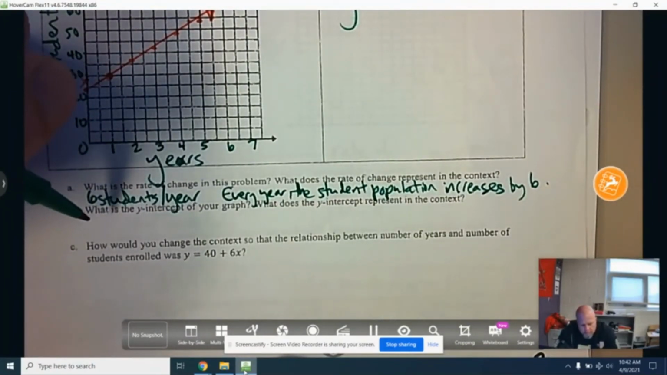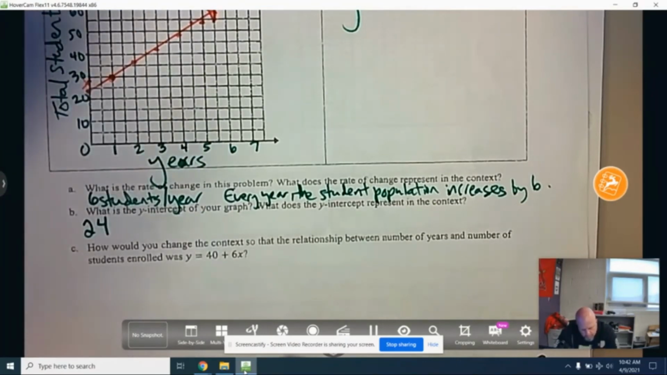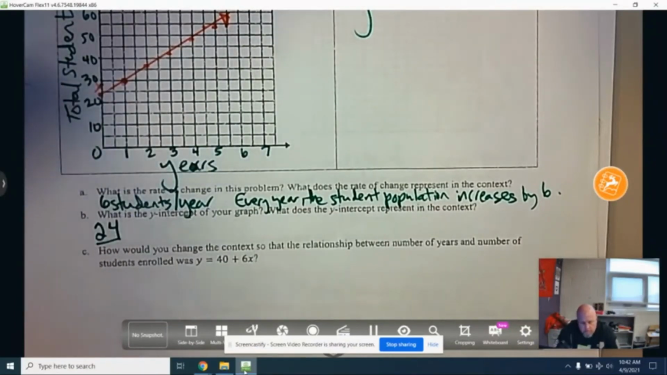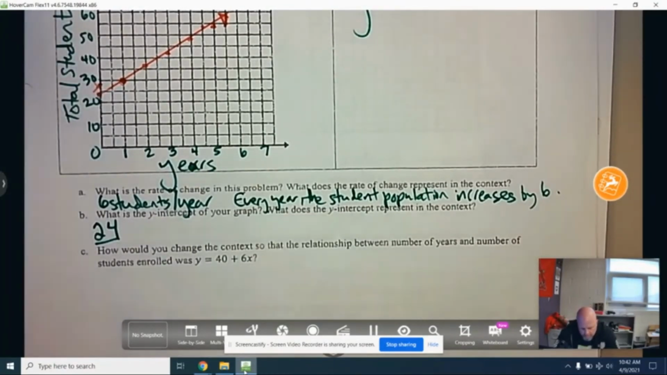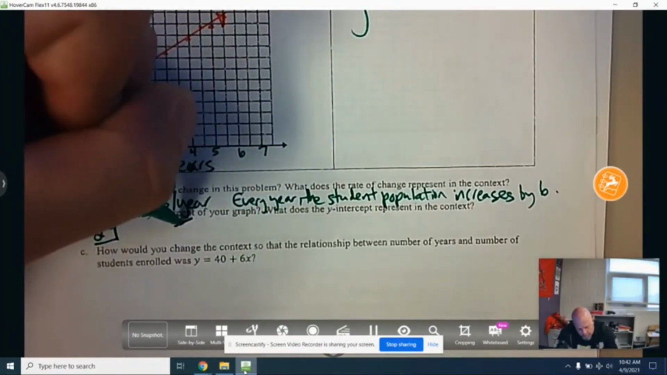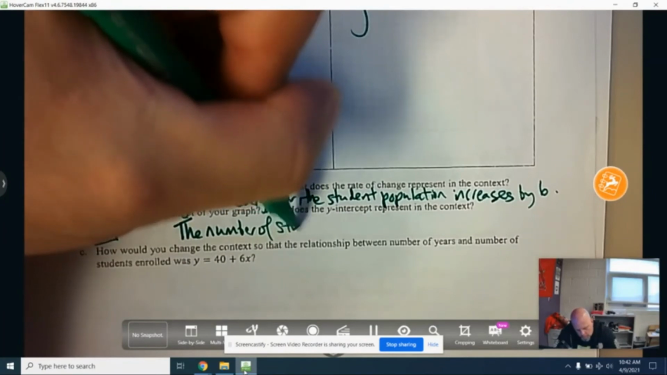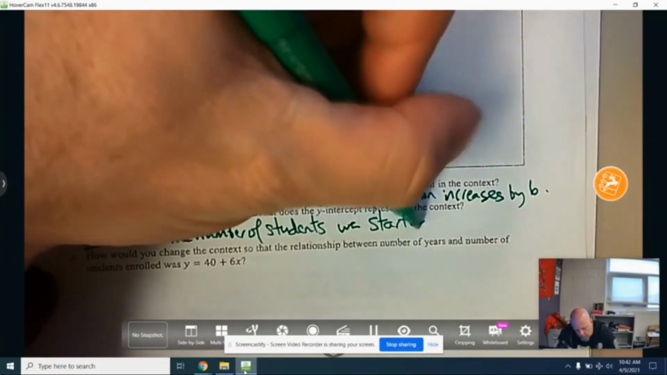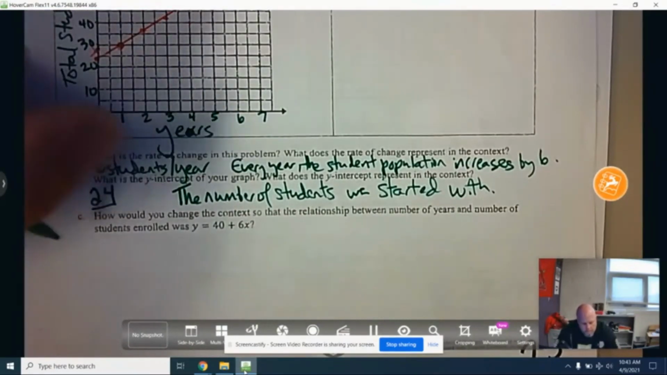Okay, letter B, what is the y-intercept of your graph? So the y-intercept, again, is just where it touches the y-axis. And for us, it was 24. Okay, what does the y-intercept represent in this context? Well, 24 stood for the number of students that we started off with, okay? It's our jumping off point. It's the beginning point. So we say it's the number of students we started with, okay?